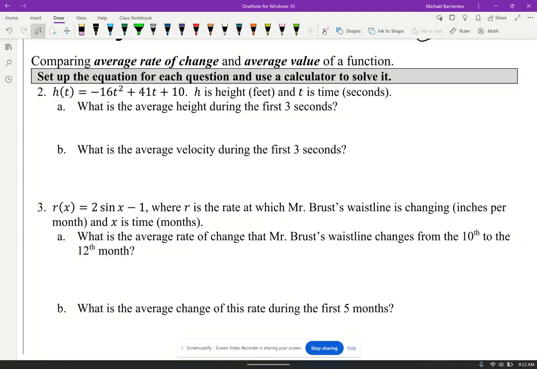Video number two is going to help us with a common error that students make. And that is distinguishing between the phrase, we want to find the average rate of change, versus we want to find the average value of a function. Those are two different things, and maybe I should do them in different colors because they're different, right? And we're going to talk about this in context of number two here.